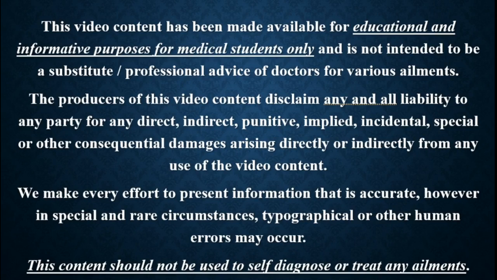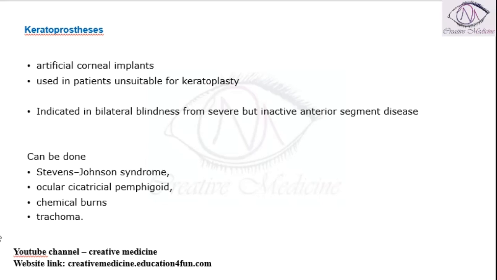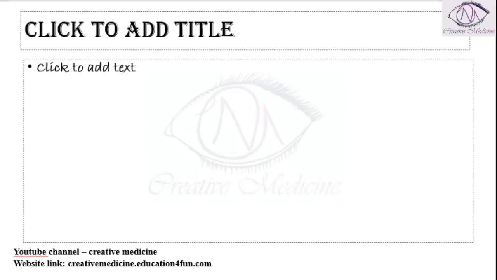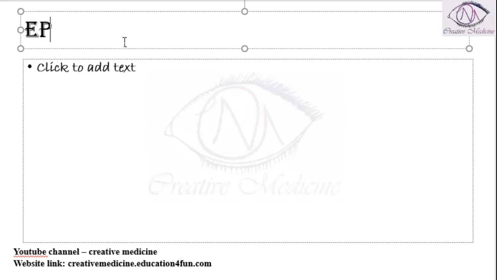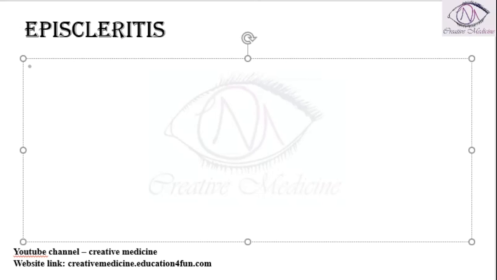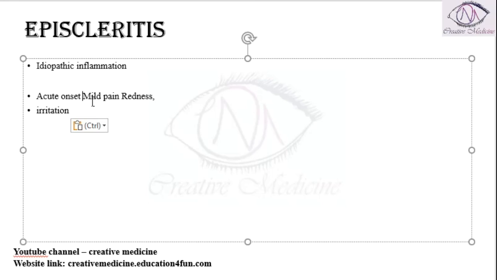In this lecture, we will learn about sclera. In sclera, we have one important thing which is episcleritis. Episcleritis occurs due to an idiopathic inflammation. It is an acute onset disease with mild pain, redness and irritation.